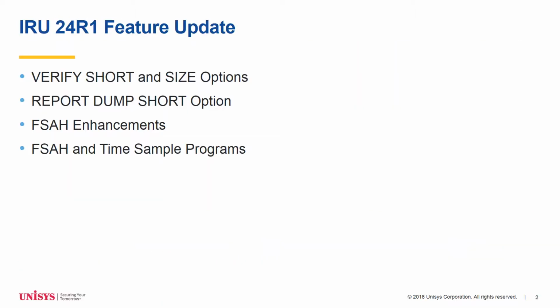There are several new features in IRU Level 24R1. A couple of these have already been very useful in our development and testing. The verify command has two new output formats. There's a new report dump command output option. We made some changes to the freestanding audit handler, FSA, and the FSA sample programs. And we added new time processing sample programs. Let's look at each of these in a little more detail.